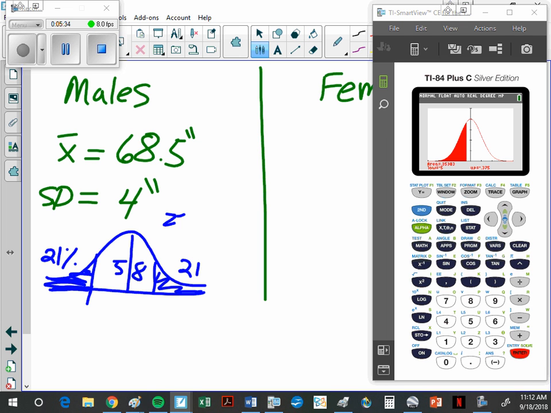So Z equals what? It's not 0.81, negative 0.81. Why is it negative? Because I'm on the left. So Z is negative 0.81. What does negative 0.81 mean?